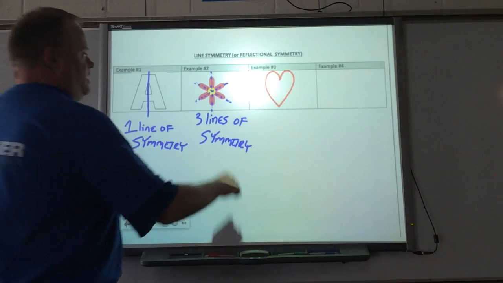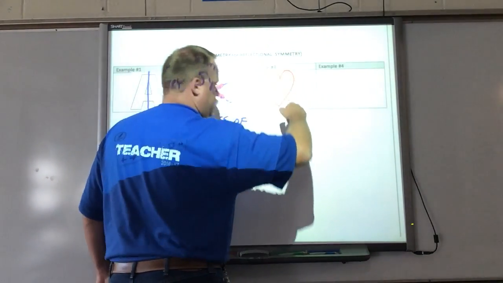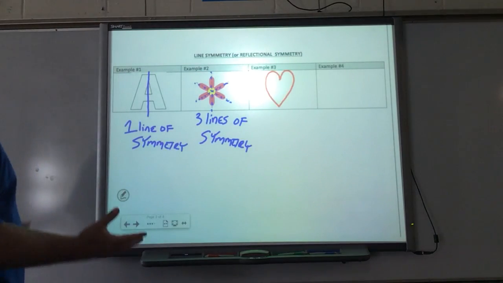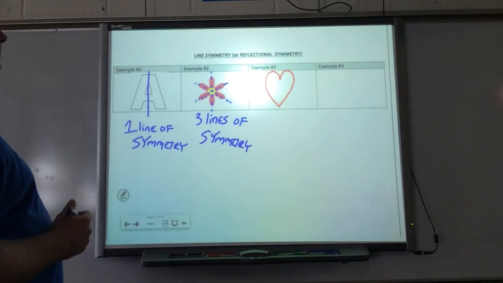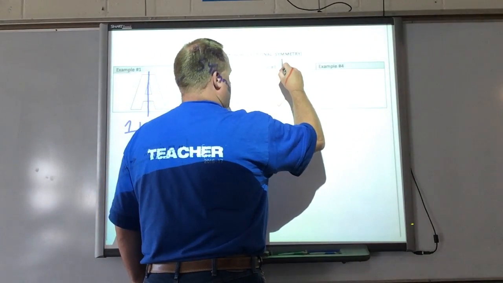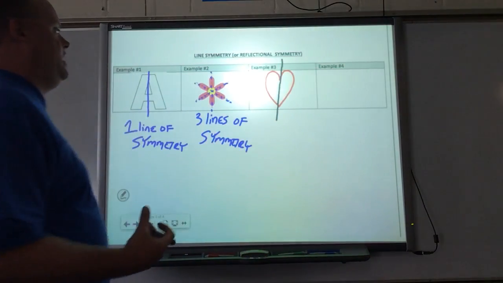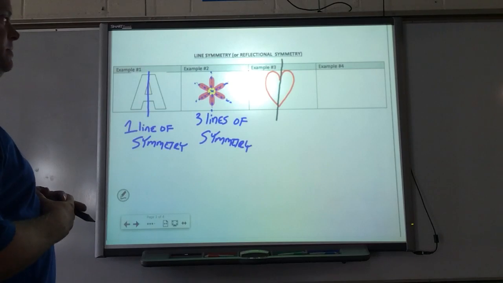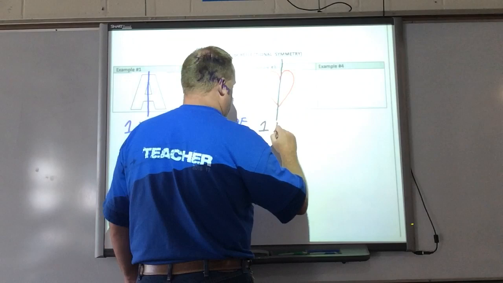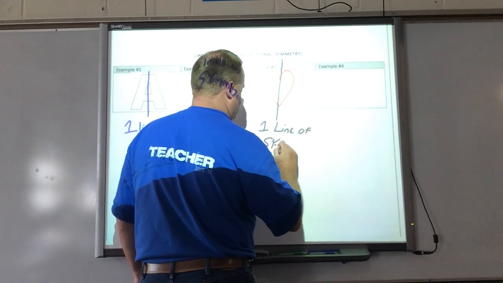Well, I know if I try to cut it horizontally, that's not going to match. If I try to go diagonal, those aren't going to end up matching if I fold it onto each other or have a mirror image of each other. So the only way I could cut this heart in half is vertically, and that is literally in half. So as I do that, how many lines of symmetry am I going to have? Well, obviously just one. So this is one line of symmetry.